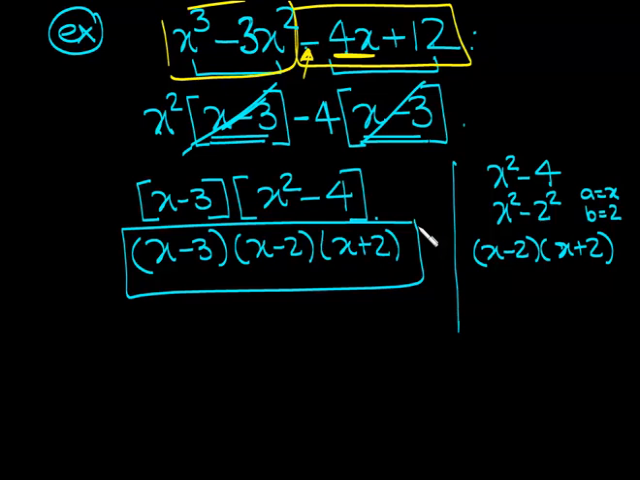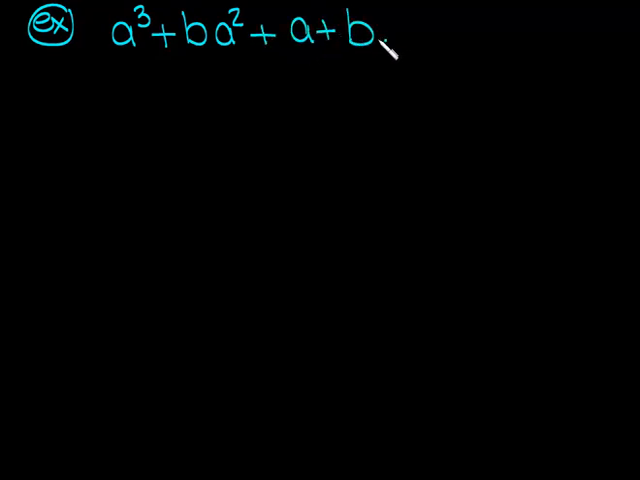Okay. One last example of a 4-term polynomial. So let's take a look at this. Let's say we have a cubed plus b a squared plus a plus b.